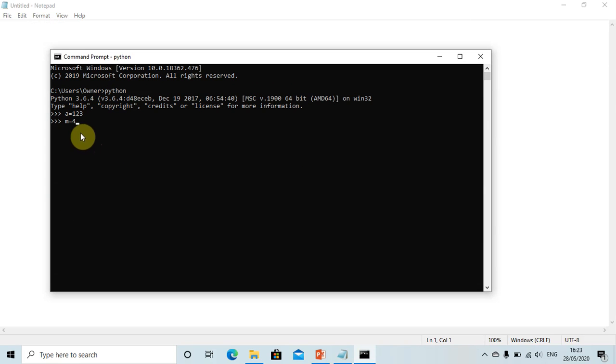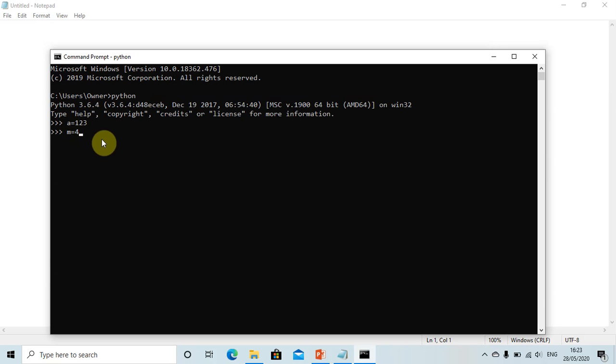Now I have assigned 123 to a and 4 to m to make you understand the other assignment operators better. Our next assignment operator is a mod equal to m. What this will do is basically a equal to a mod m, which means when we divide a by m, it will store the remainder of a divided by m in a. So a equal to a mod m will give us the remainder of 123 divided by 4, which is 3. Let's check. See, now our new value of a is 3.